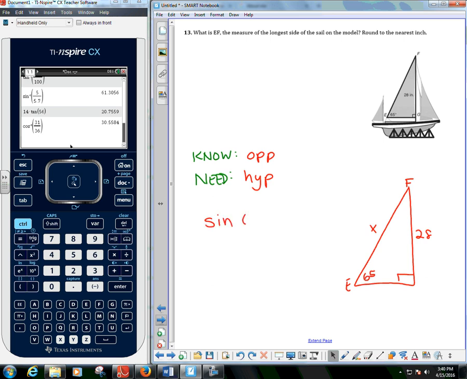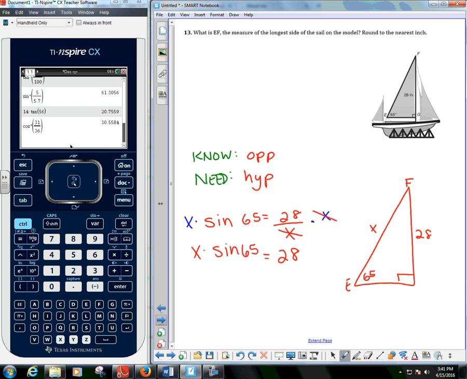So the sine of 65 degrees equals the opposite, which is 28, over the hypotenuse, which is what we're looking for, so we called it x. We're going to multiply both sides by the denominator to clear that x out of the bottom of that fraction. That cancels these two things out. So 28 equals x times sine of 65.